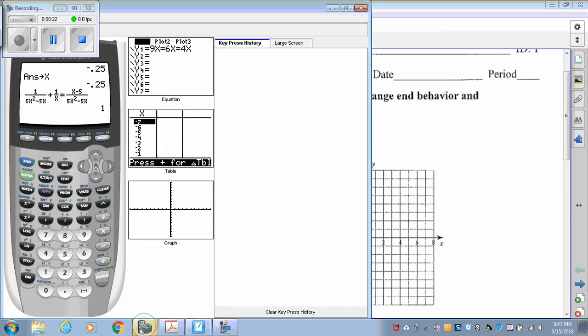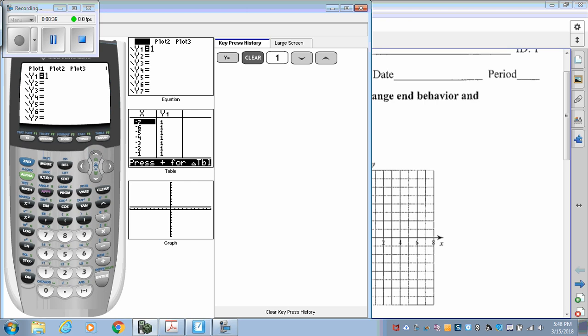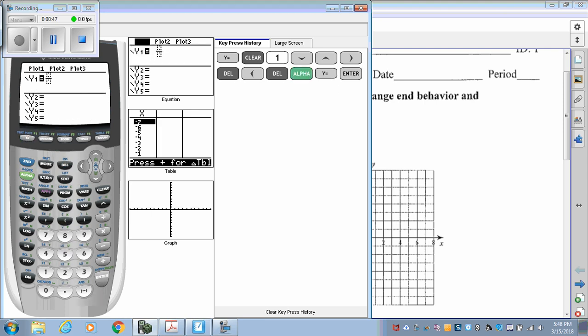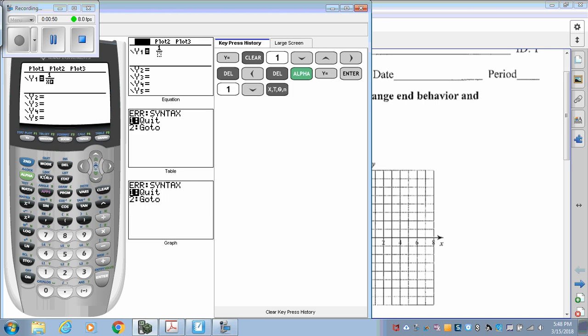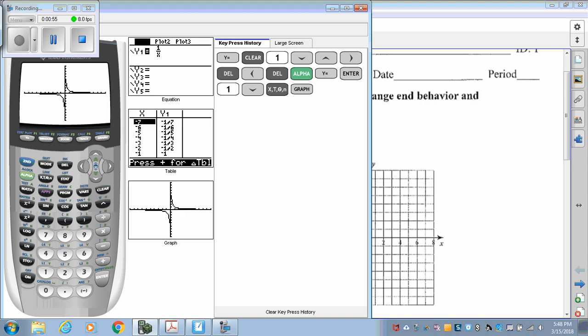All right, so I'll go ahead and do y equals, I'm going to clear that out, and I'll do 1 over x. Delete that. Fraction. So I hit enter, and I've got 1 over x. Alright, and we'll look at the graph of that. So that would be like our inverse function, if something varies inversely.